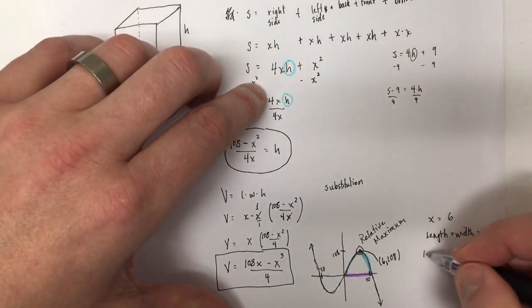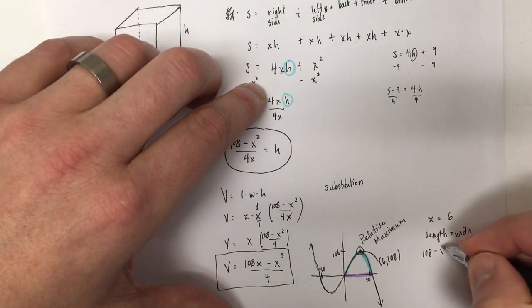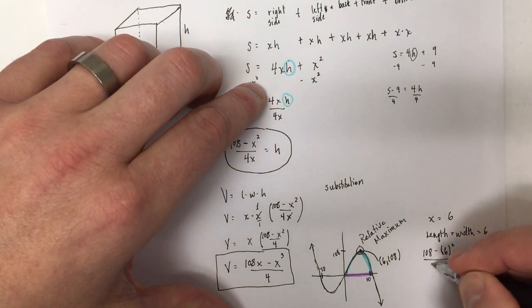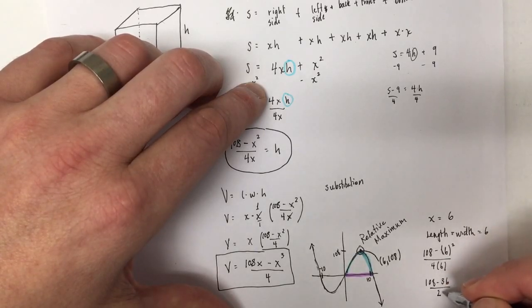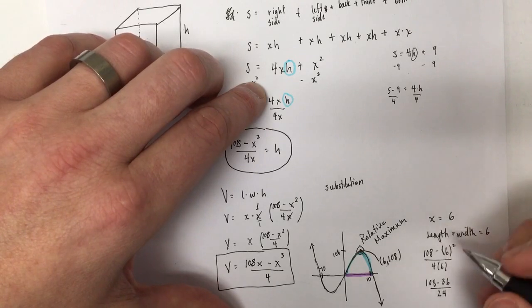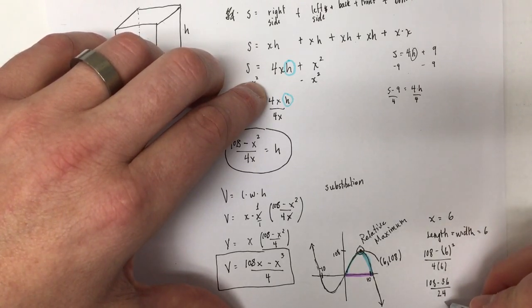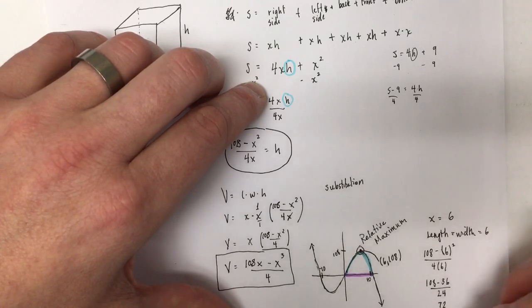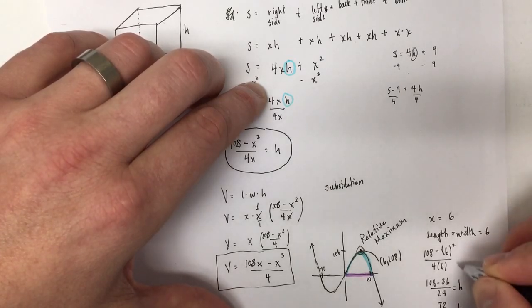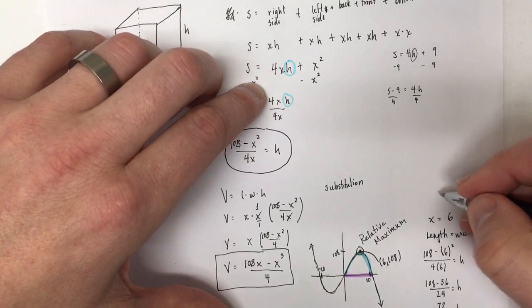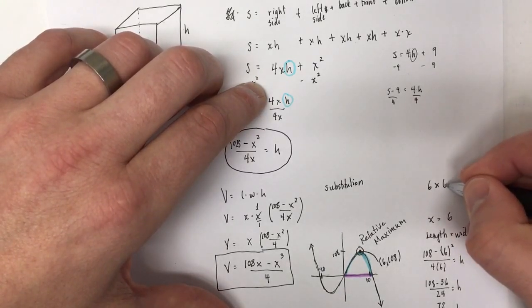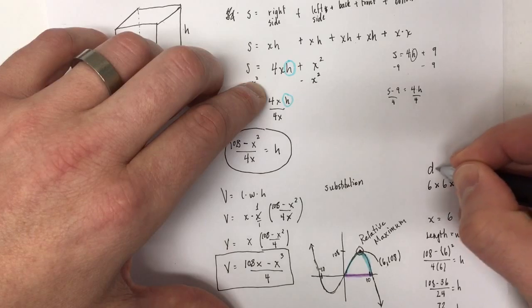And so now I have 108 minus x squared, which is 6 squared, divided by 4 times 6. So 108 minus 36 divided by 24. 108 minus 36 is 72. That's 72 divided by 24. And that is 3. So h is equal to 3. So length and width, 6. Height is 3, so I get a 6 by 6 by 3 dimensions.